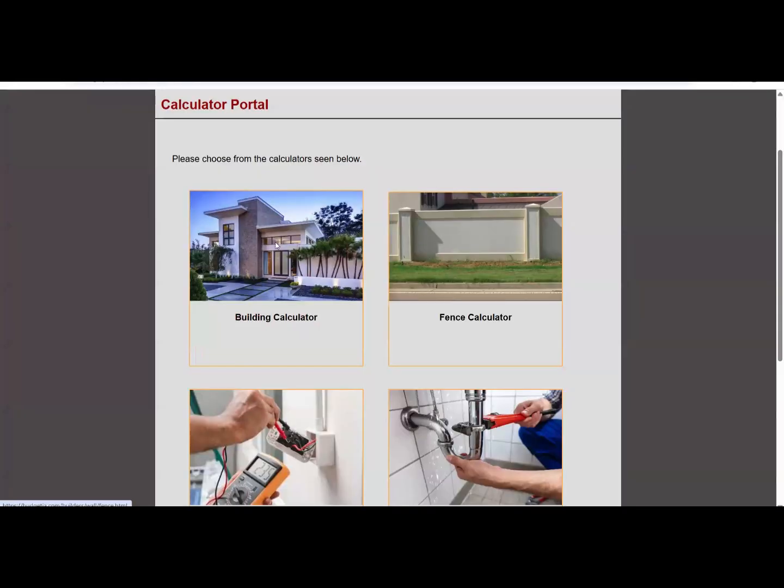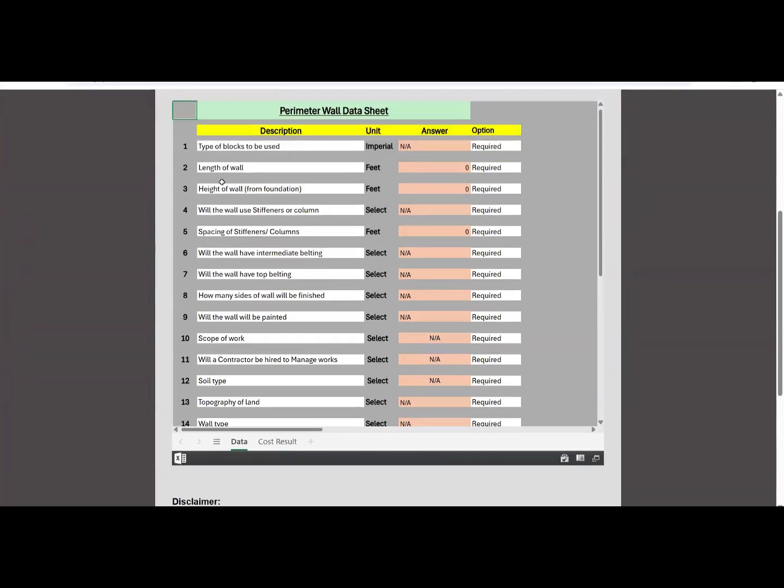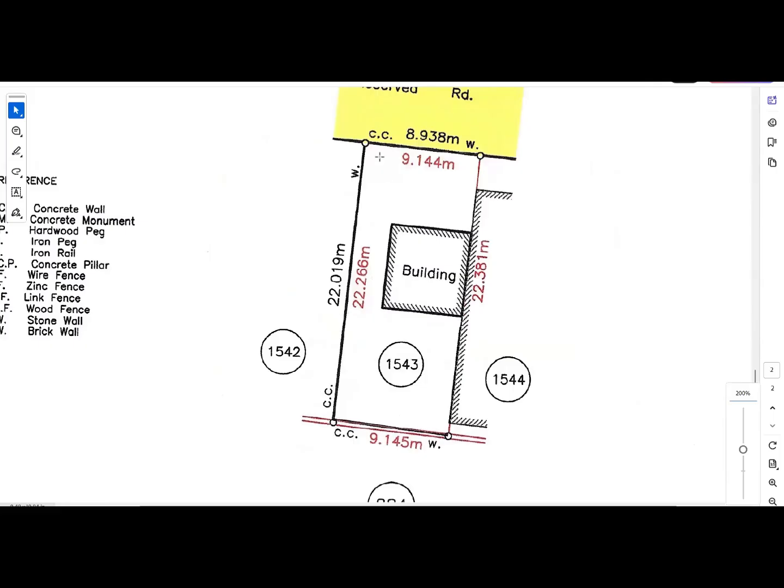Now, upon clicking the calculator tab, you're going to be required to add some info, some of which you are either going to have to go on the site to measure, or you can get from a survey report. As an example, we can use this property and we can just specify different boundaries.